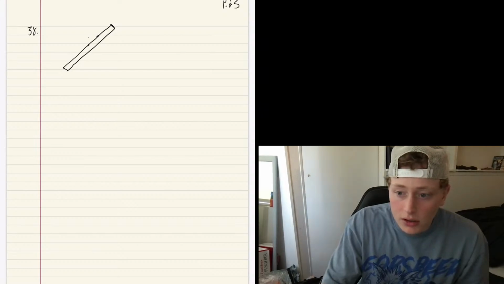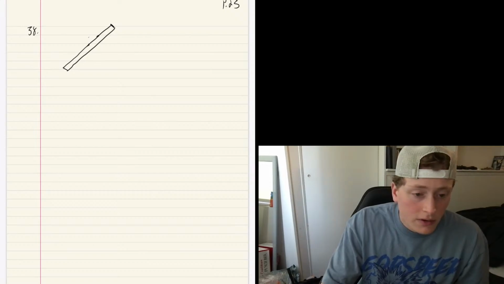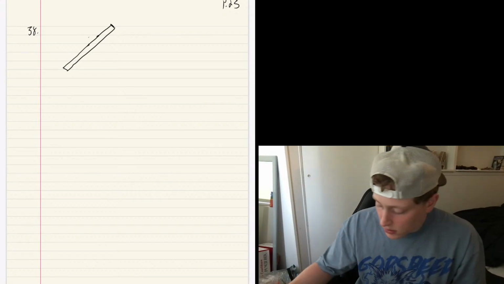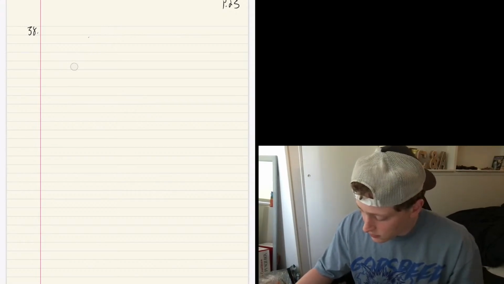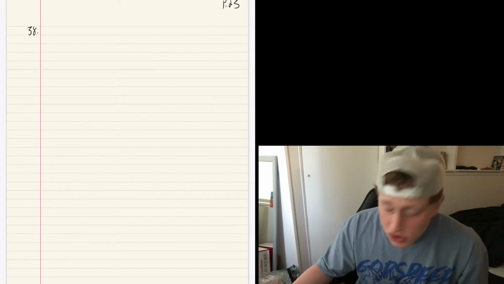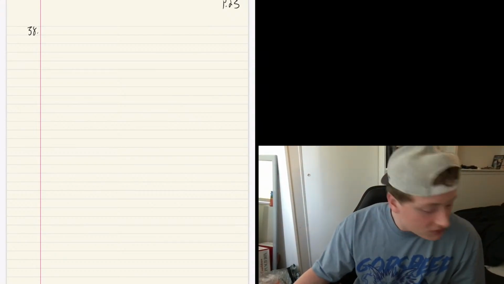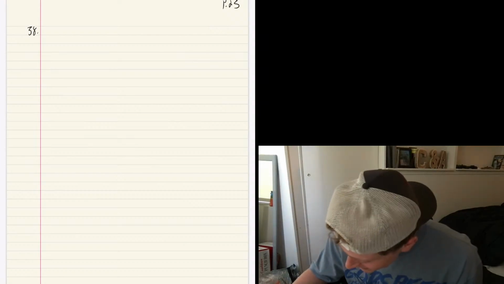Alright, so we have this rectangular board. And we want the origin at one of the two corners that touch the floor. One of the two corners that touch the floor. Oh, okay. So it's a 3D object.